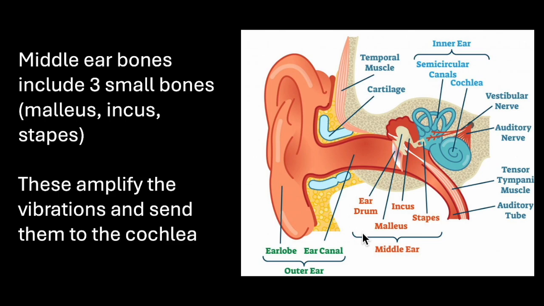So our middle ear is composed of 3 small bones. It's highlighted here in the middle of this image. We have the eardrum, and that vibrates to send vibrations to the malleus, the incus, and the stapes. These are all used to help amplify the vibrations within our ear. And this sends these vibrations to the cochlea, that's this kind of snail looking thing over here.